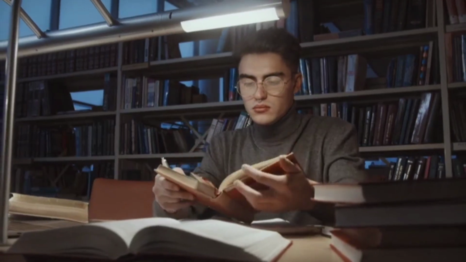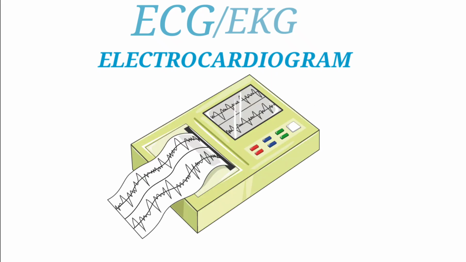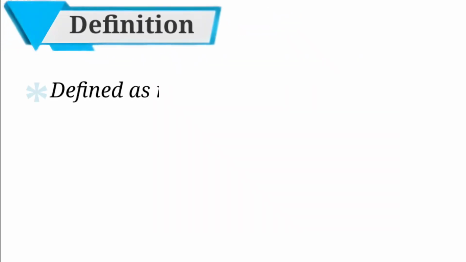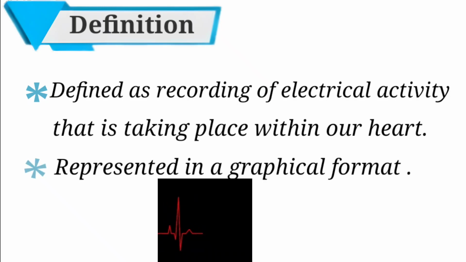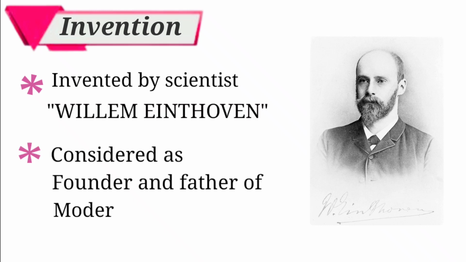In this video, we're going to discuss the topic ECG, which is also called EKG in the German version. What is ECG? It is an electrocardiogram: electricity, heart, visualize. The machine is called an electrocardiograph and the graphical paper is called an electrocardiogram. ECG is defined as the recording of the electrical activity that is taking place within our heart, which is represented in a graphical format. The ECG was invented by the scientist William Einthoven. He is considered the founder and father of the modern ECG.